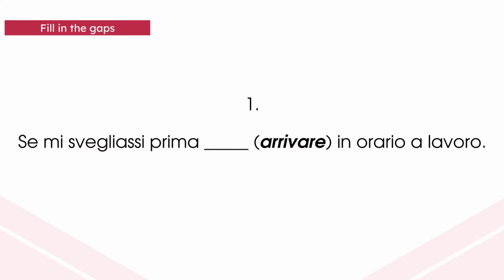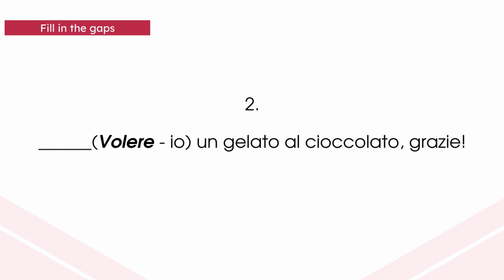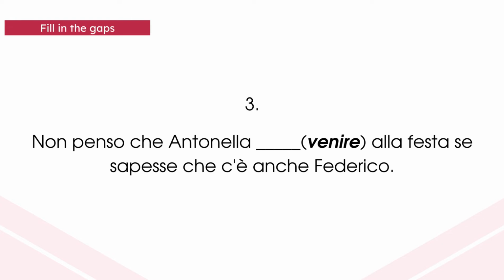Okay, so now that we've gone through the usage and the conjugation of the Italian condizionale, let's complete some sentences together. Number 1. Se mi svegliassi prima, arrivare, in orario al lavoro. Number 2. Volere, io, un gelato al cioccolato, grazie. Number 3. Non penso che Antonella venire alla festa se sapesse che c'è anche Federico.